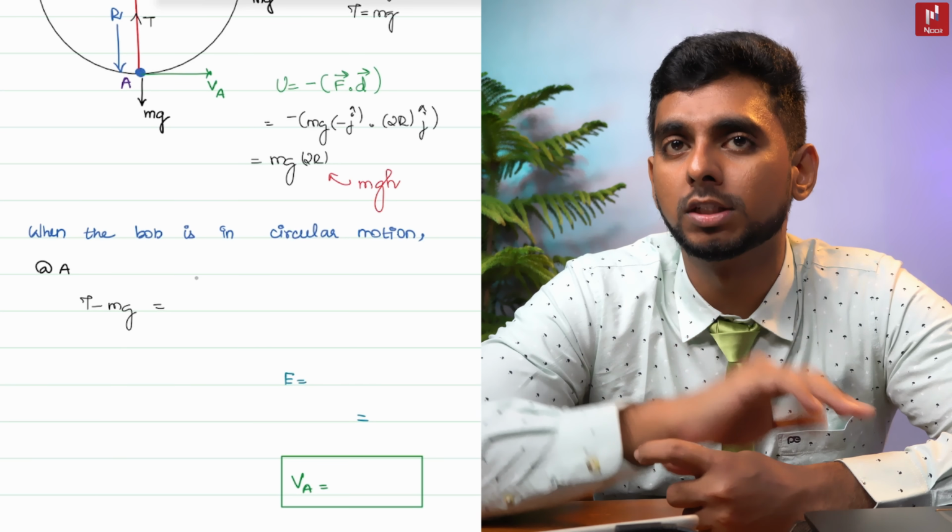m v squared, v_A squared divided by r, because at that instant the velocity was equal to v subscript A. Okay, now let me do a little bit of rearrangement. So we will have T, which will be equal to mg plus m v_A squared divided by r. So that will give you the tension of the string at that particular instant.